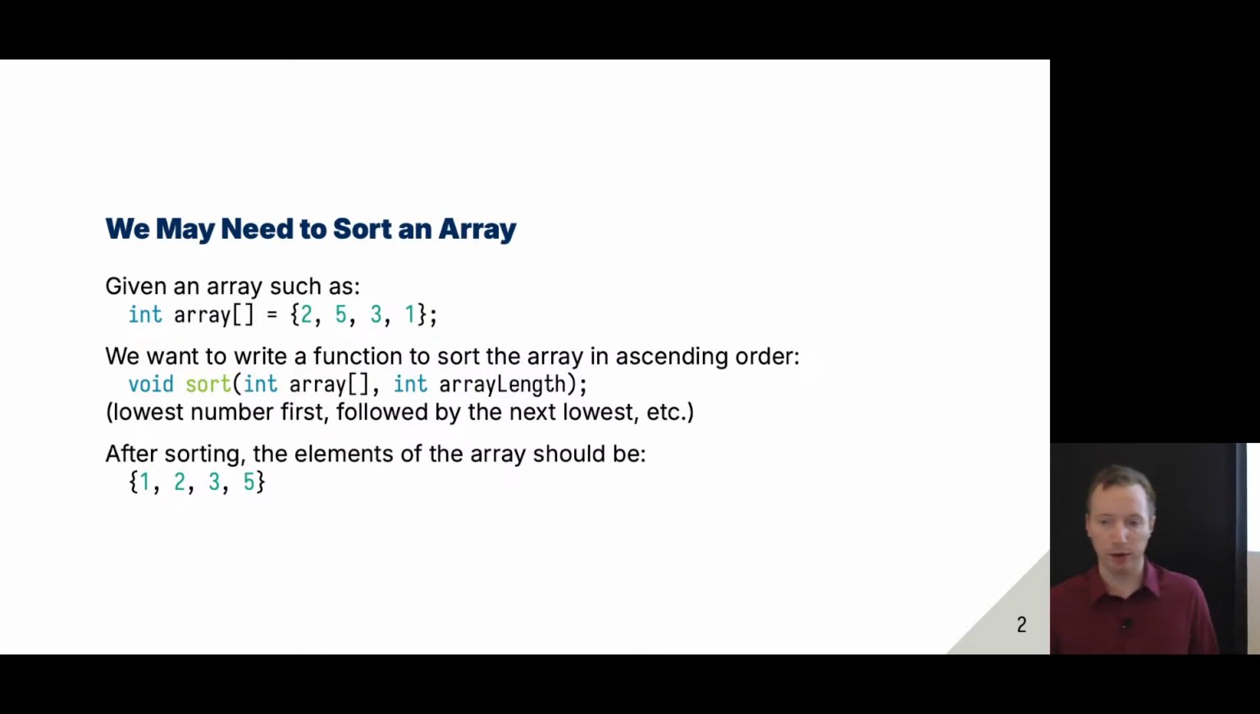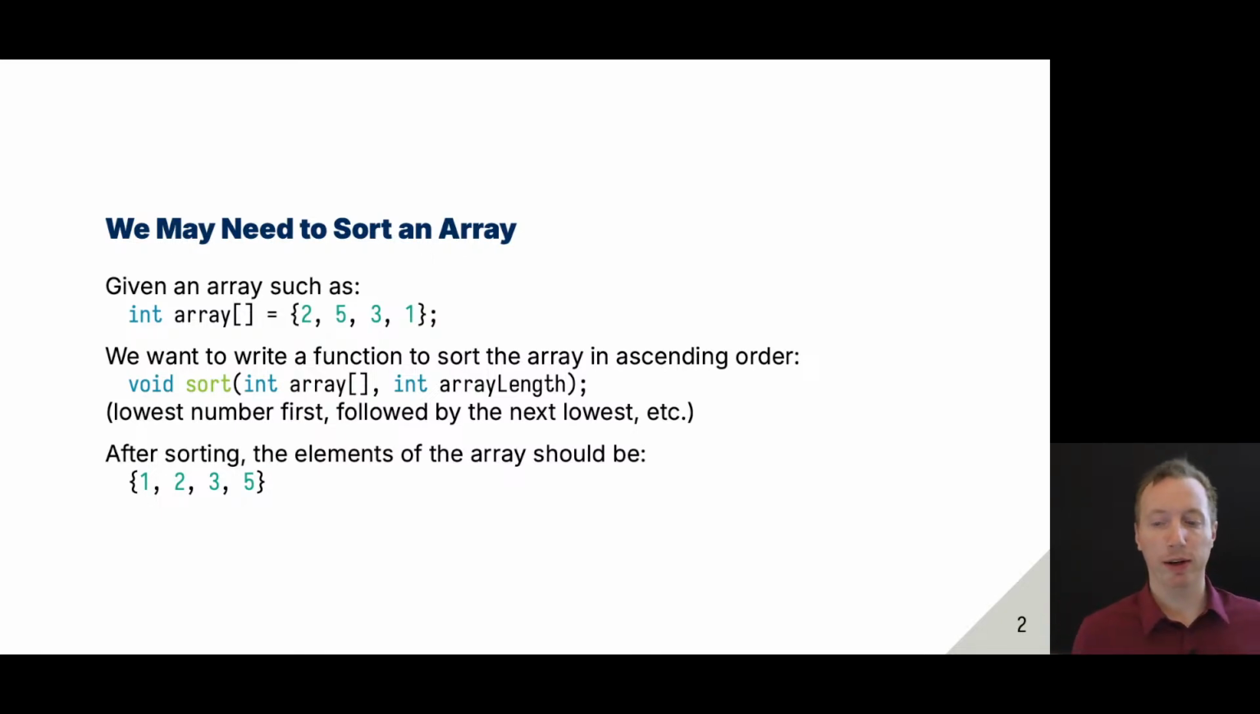We can go in either order, but we'll go in ascending order, which means the lowest number should come first, then the next lowest, then the next lowest, and so on and so forth. And the largest number should be at the end. So after sorting, the elements of the array should be, in this case, 1, 2, 3, and 5. So they should be in order.